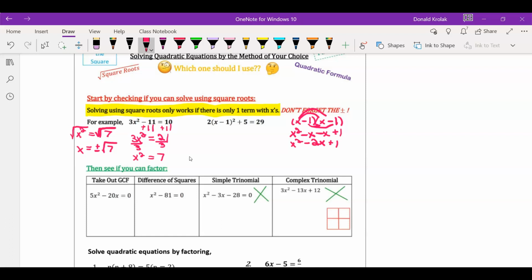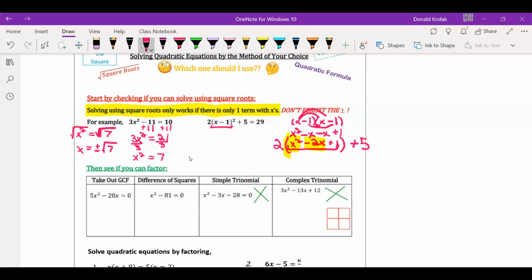Sorry. If I convert this into a quadratic, now I've created two terms that have x's on them. I can't use the square root method anymore. I'd have to multiply everything in here by 2. Don't write this down, guys. I'd have to distribute the 2 through. Then I'd have to add the 5. So this is going to take a lot more work.